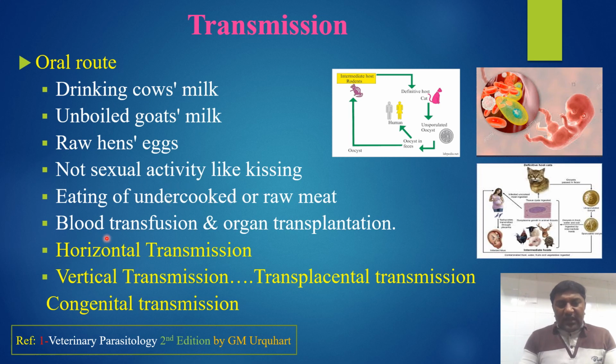Blood transfusion and organ transplantation are other routes, and then horizontal transmission and vertical transmission, which is transplacental transmission, also called congenital transmission. You can see here the source of placental transmission. Tachyzoites are moving out and causing infection in the newborn baby. And you can observe that the cat is the main source spreading the infection to human beings. Similarly, you can observe this in this picture.